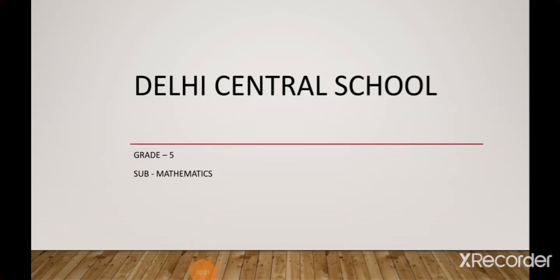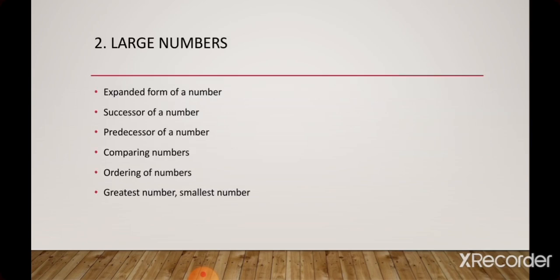Hello students, I am going to teach you 5th standard mathematics second chapter, that is large numbers. In the previous session we learnt about place value charts for the numbers and 7-digit number, 8-digit number and 9-digit number. So in this session we will learn about expanded form of a number, successor of a number, predecessor of a number, comparing numbers, ordering of numbers, greatest number and smallest number.